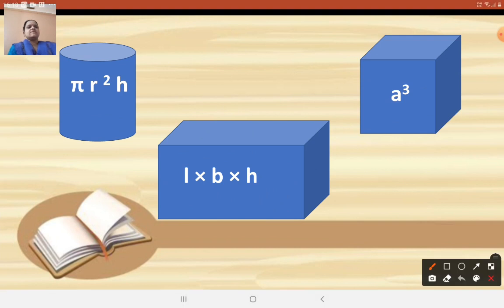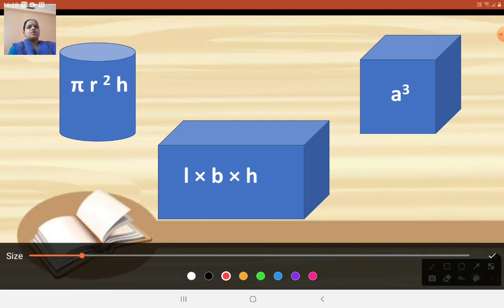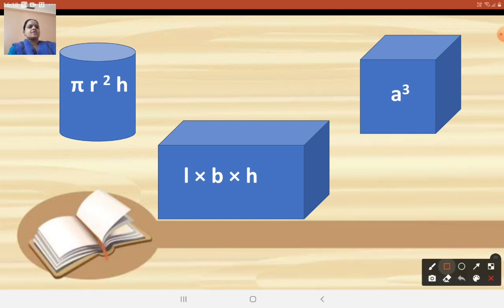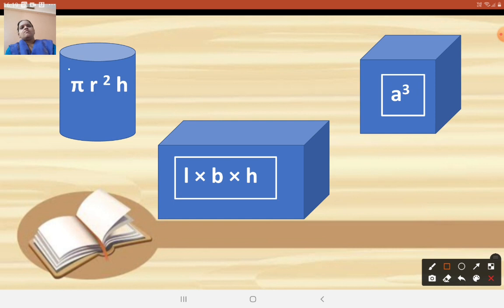What are the formulas we have learned till now for volume? First of all, for a cuboid, volume of a cuboid is equal to, wait a minute, sorry. Volume of a cuboid equals L into B into H, where L is the length, B is the breadth, and H is the height. Second, volume of a cube equals a cube. Then the volume of a cylinder equals pi r square h. So these three shapes' volumes we have completed till now.